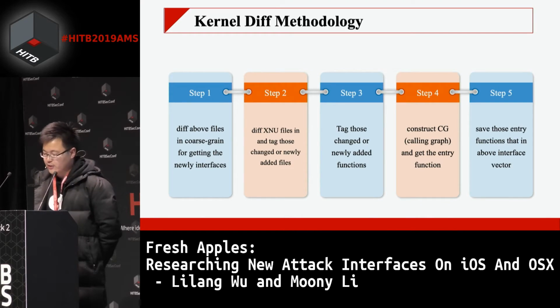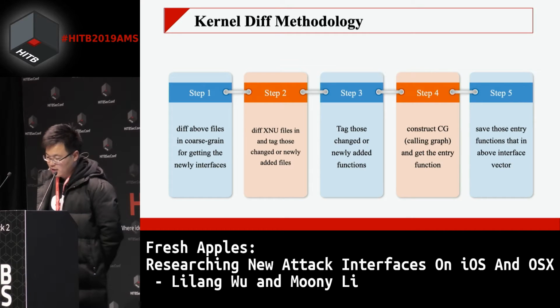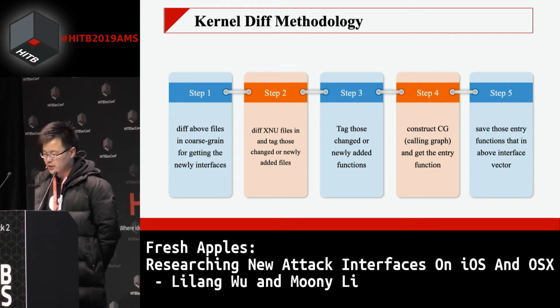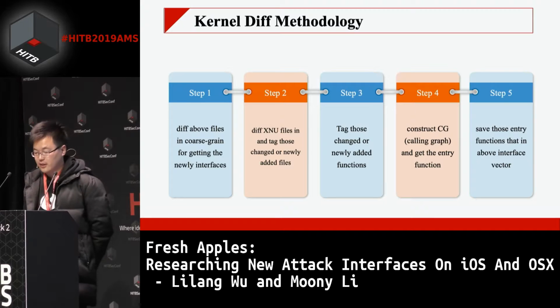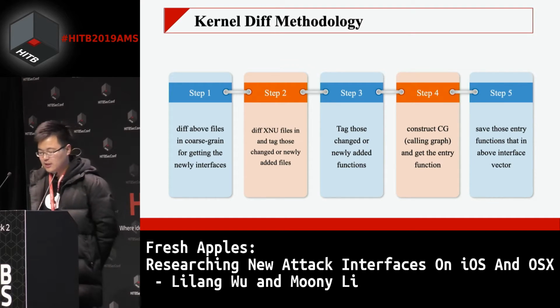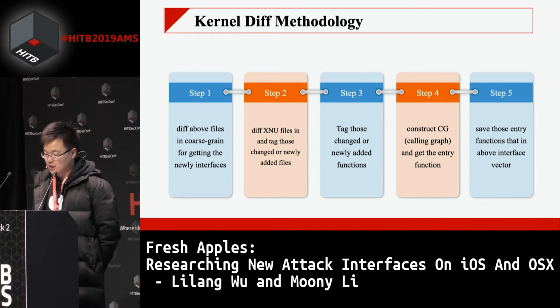For the kernel, we firstly parse and diff those files we just mentioned in the code screen to get the new interfaces. These interfaces include the newly added ones and the argument-changed ones. Alternatively, corresponding information can also be obtained from kernel binary analysis tools like Joker. Secondly, we diff all the files except some noise, like unit test files in the XNU project, and tag those changed or newly added files.